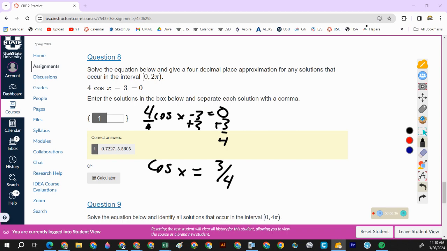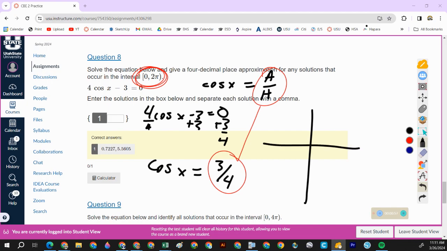Okay, and it wants our answers in radians. How do I know that? Because it gave us an interval in radians. So the cosine of x is adjacent over hypotenuse. So where will the adjacent over hypotenuse be equal to 3/4? Well, that has to occur in quadrant 1 or in quadrant 4. Oh, that's not H. Sorry, H goes here.